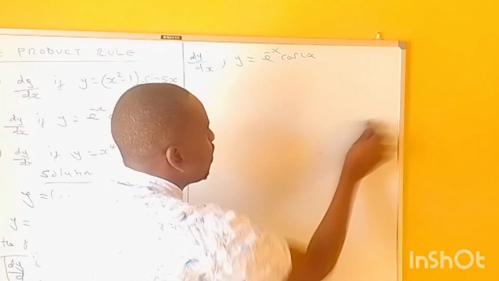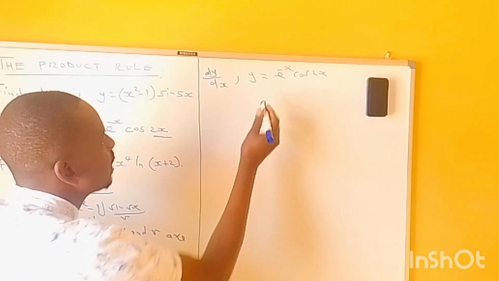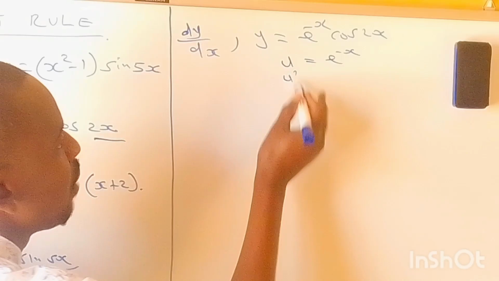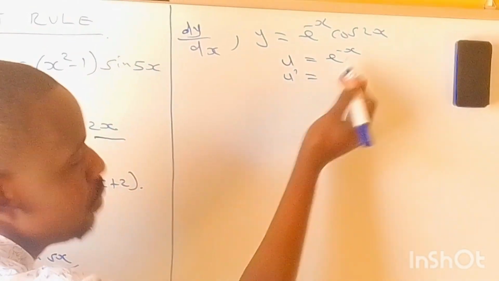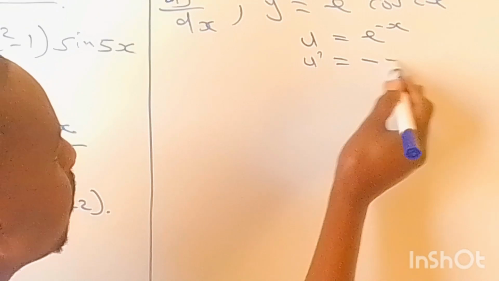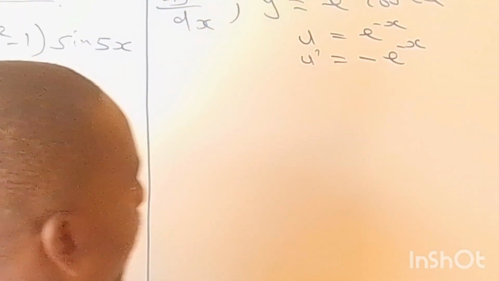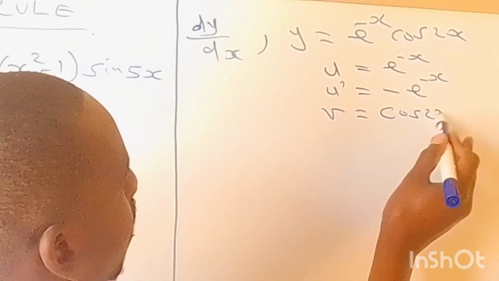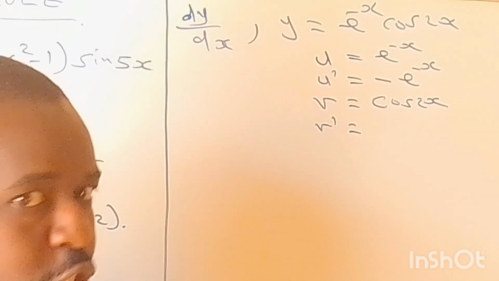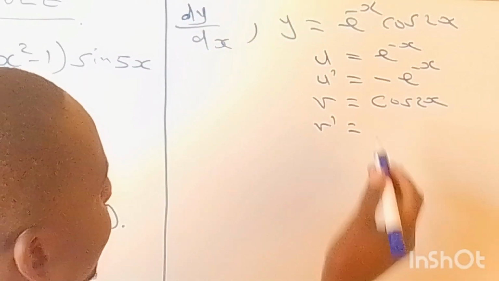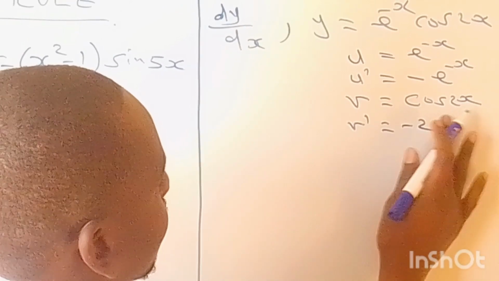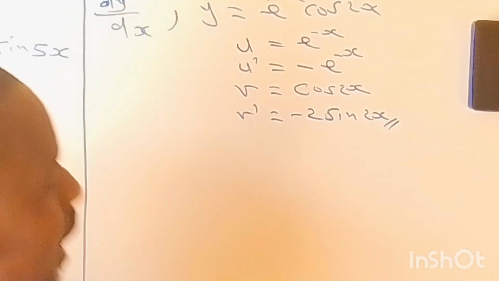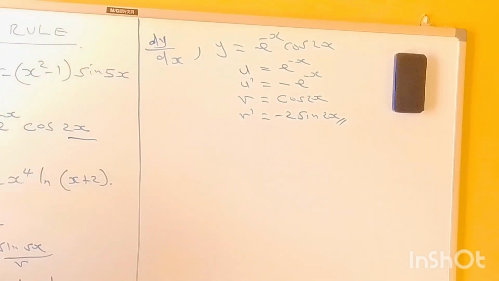So let's apply that one here. Let's take our u to be e raised to negative x. What is our u prime? When we differentiate that, we get negative e raised to negative x. Then our v is cos of 2x. V prime, when we differentiate, what do we get? We get negative 2 sine of 2x. Take note of that, negative 2 sine of 2x.